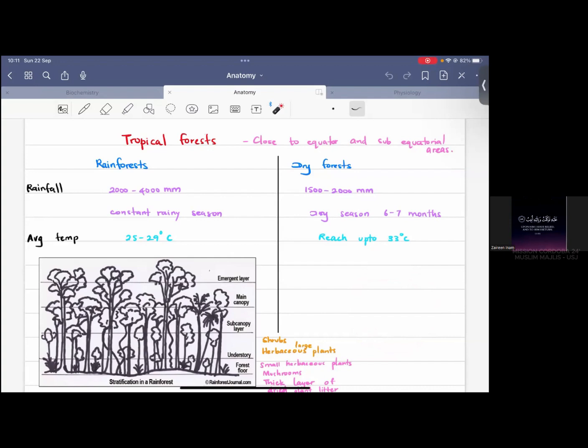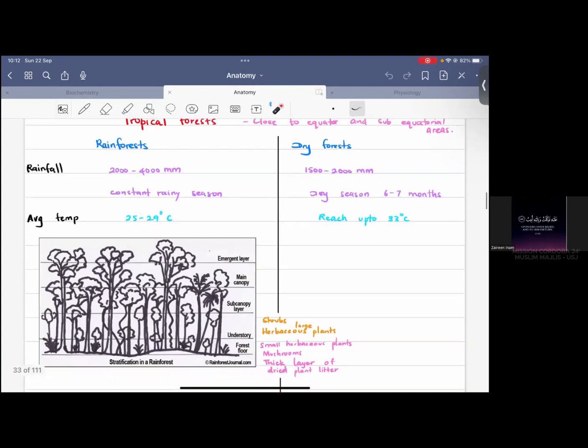The rainfall in the rainforest is from 2000 to 4000 millimeters. I think that is quite high, right? And you will see a constant rainy season in these rainforests. On the other hand, the dry forest has somewhat lower rainfall, 1500 to 2000 millimeters, with dry seasons that extend for 6 to 7 months. The rainforest doesn't have a dry season; that you have to remember. The dry forest does.